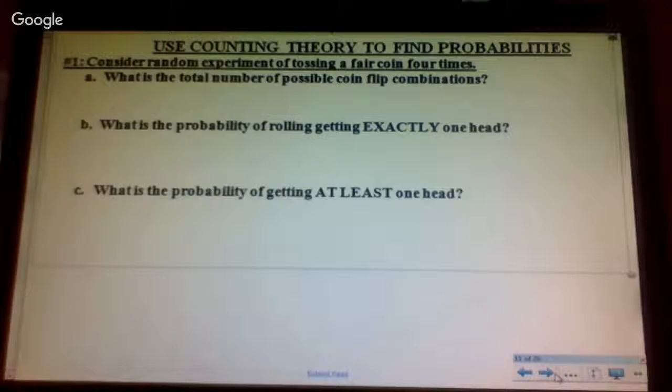Last sections, we left off on counting theory. Consider a random example of tossing a fair coin 4 times. What's the total number of possible coin flip combinations? Are they telling you that you can't repeat? No, so I can repeat. Multiplication rule. So, if I'm flipping a coin, what options do I have? Heads and tails, which is how many options? 2. How many times am I flipping it? 4.